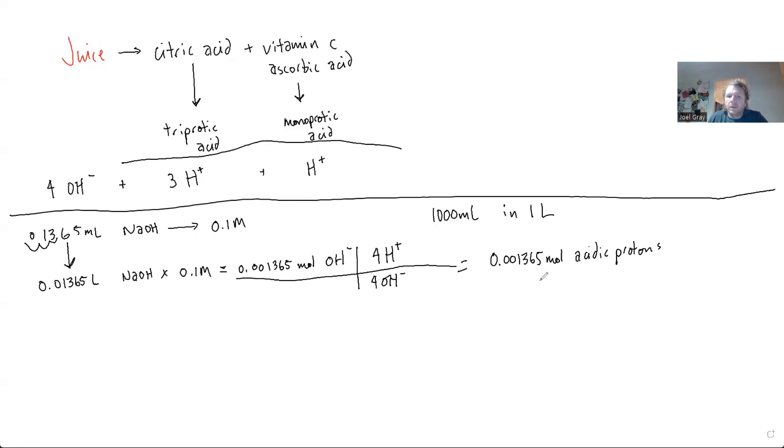Now, that 0.001365 moles of acid, you could look at this as 0.001365 is equal to moles of citric acid, which I'm just going to label Cit A, plus moles of Vit C. Now, we have no clue what the amount of citric acid and what the amount of vitamin C is. But we know that those two amounts combine to give us this 0.001365 moles of acid. That's what we determined from our first part.